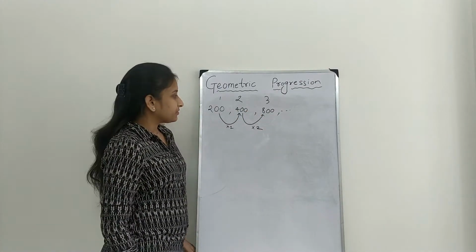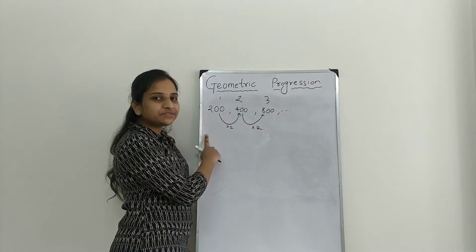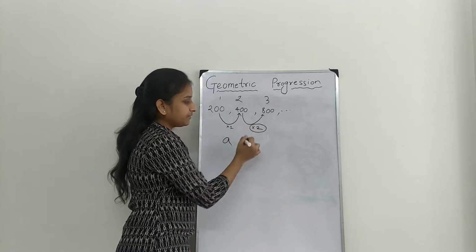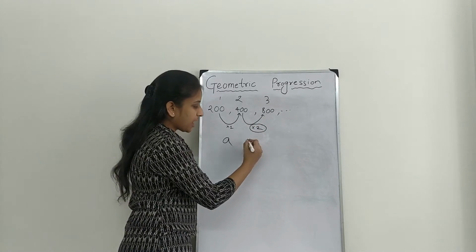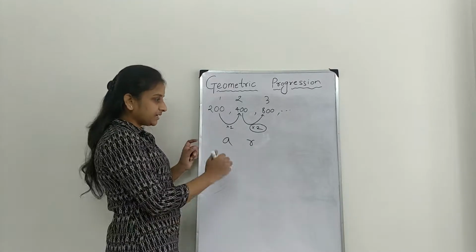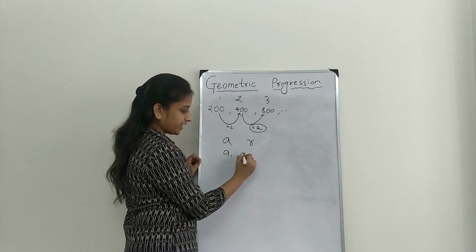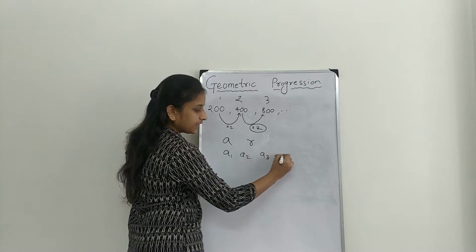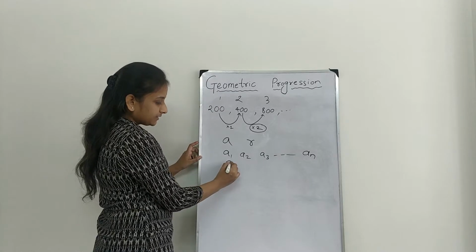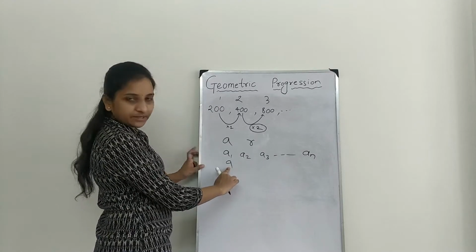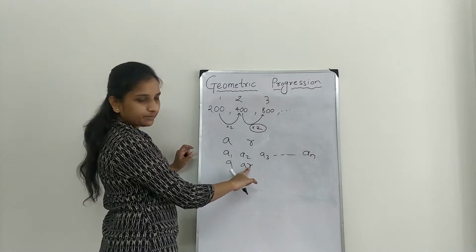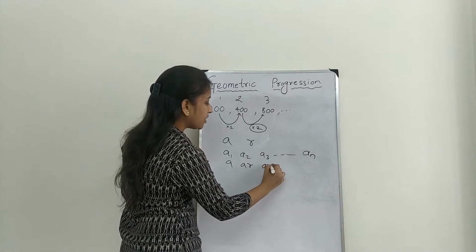Now, the first term of a GP series we denote as A. The common ratio we denote as R. Now our series will be like first term A1, A2, A3, likewise there are n terms. The first term we denote as A. For the second term we are multiplying by R, so AR. The third term will be multiplying this by R, so AR square.